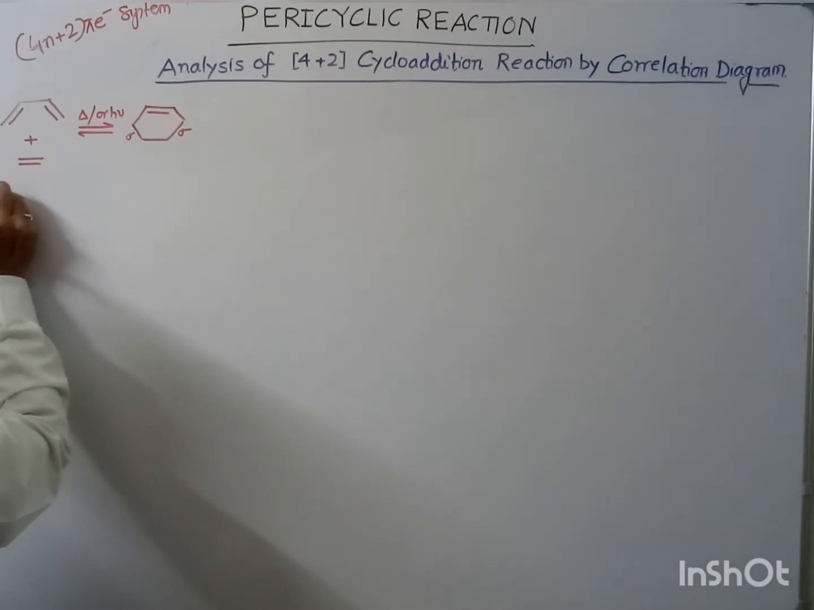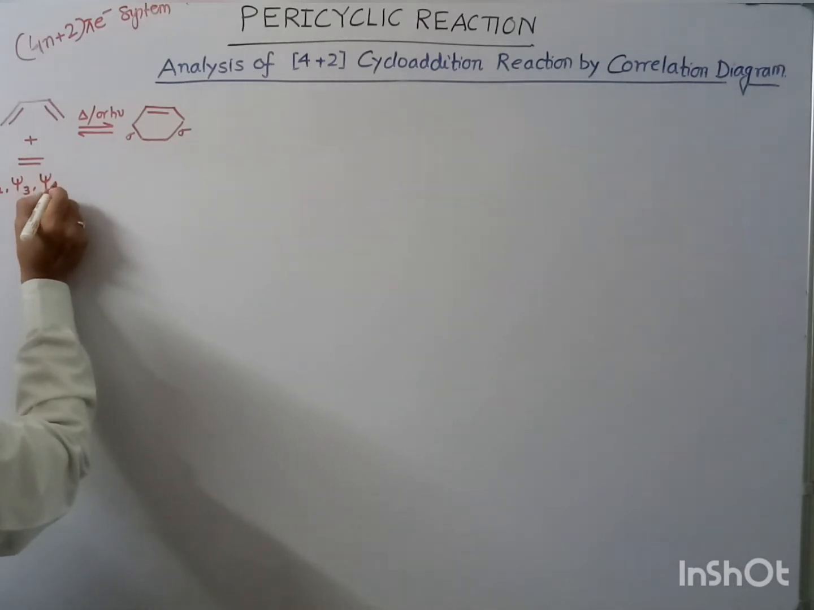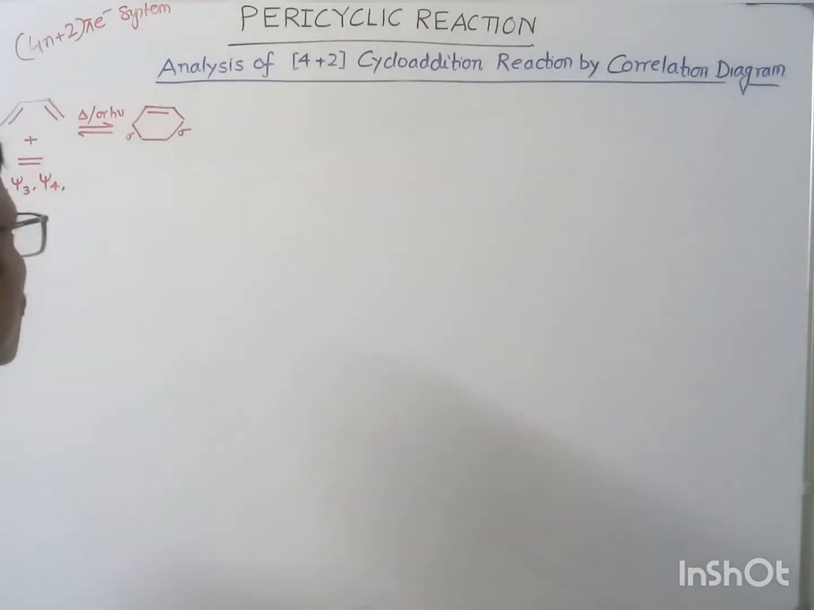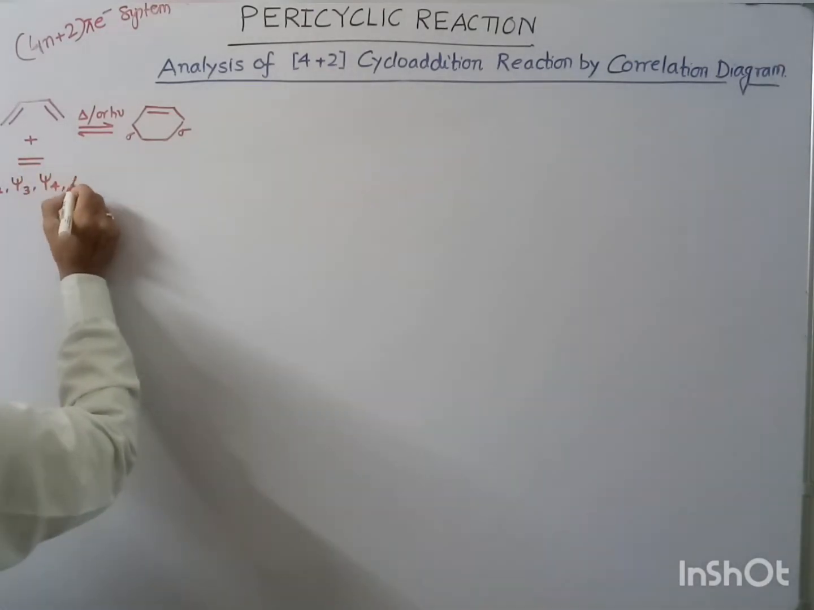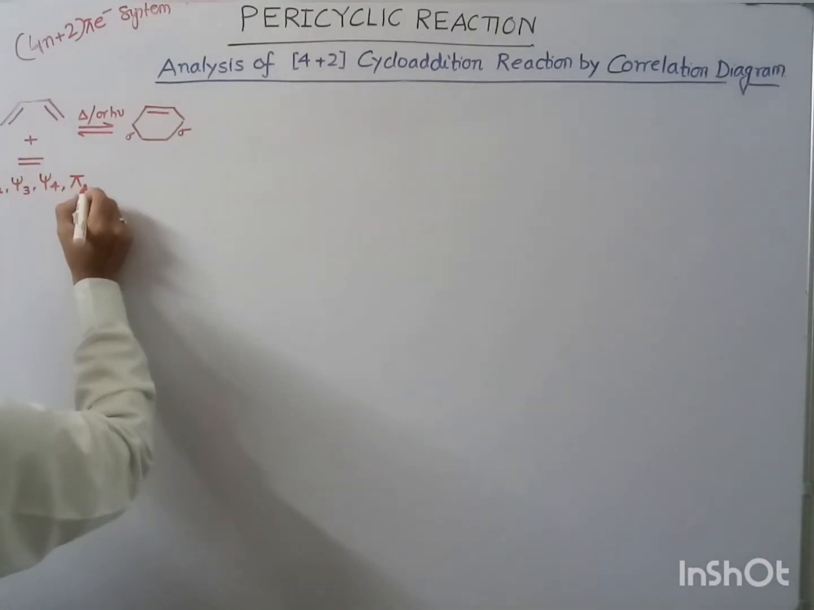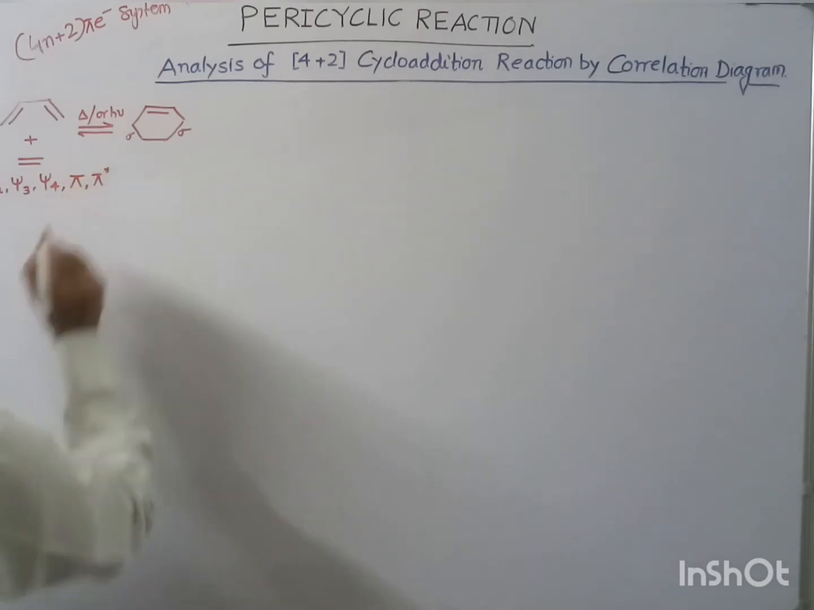Now, the molecular orbitals of butadiene, we know there are 4 molecular orbitals of butadiene, and I may write psi1, psi2, psi3 and psi4. Whereas the molecular orbitals of ethene will be pi 1, or we may write pi and pi star.